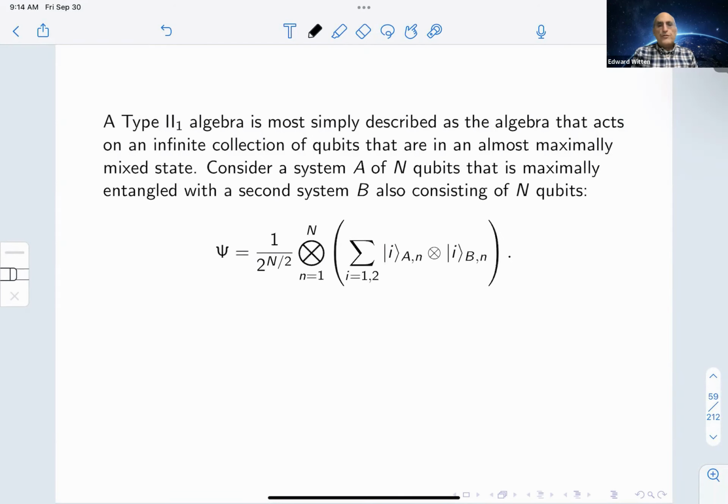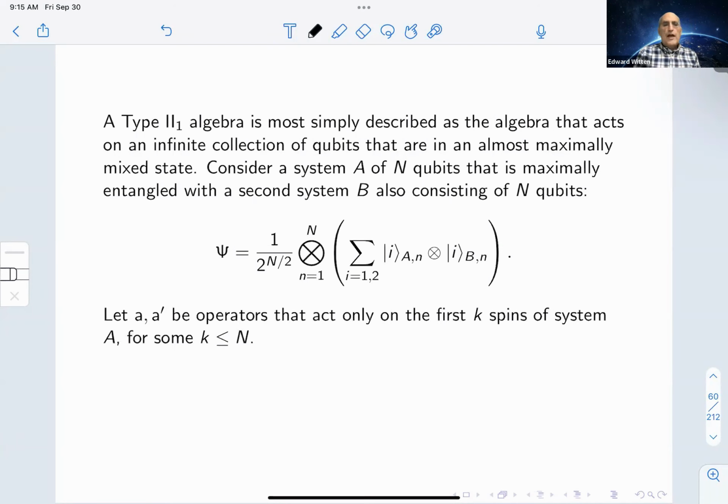So we could consider n qubits that are in an exactly maximally mixed state. Here I've considered the system A, which has n qubits, and the system B has n qubits. The nth qubit of system A is completely entangled with the nth qubit of system B. So system A is completely entangled with system B. Now let A and A prime be operators that act on only the first k spins or qubits of system A, where k is no bigger than n. We're eventually going to take n to infinity, keeping k fixed.